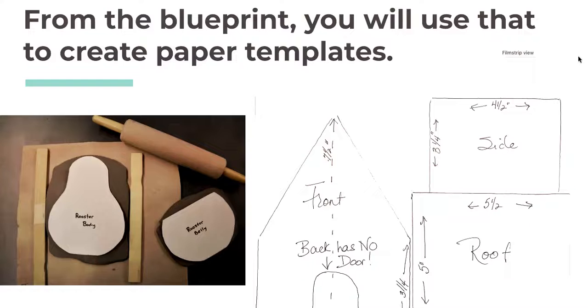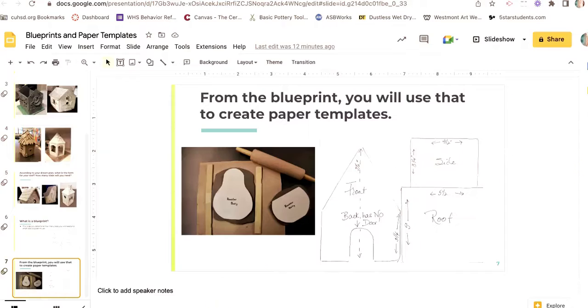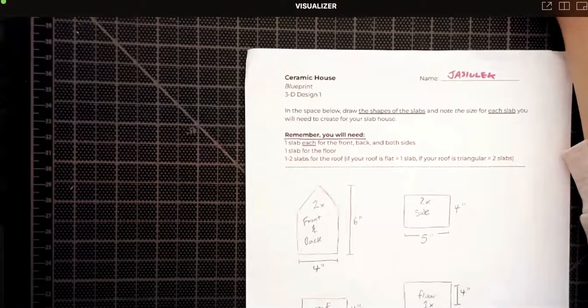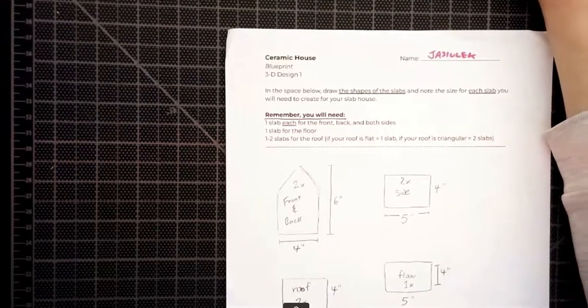And this is actually a common tool used in ceramics. For example, here this person rolled out a slab and they're going to cut out these shapes to form a rooster. So you're going to use paper templates when you cut out your slabs of clay. This is so you don't need to measure right on the clay.